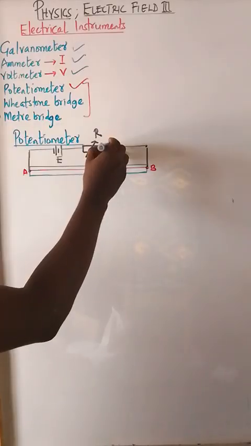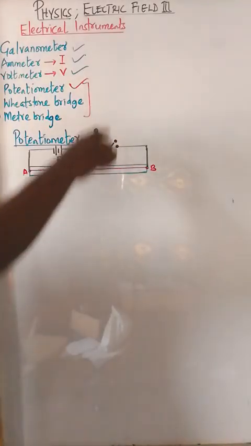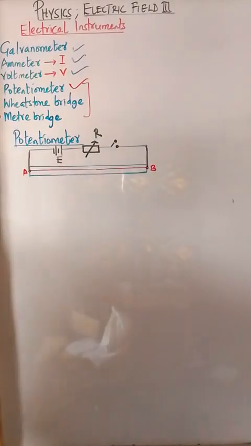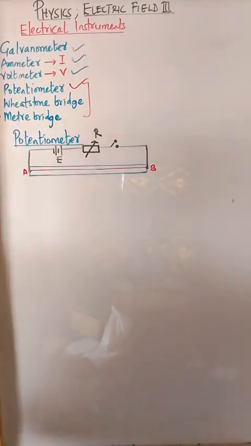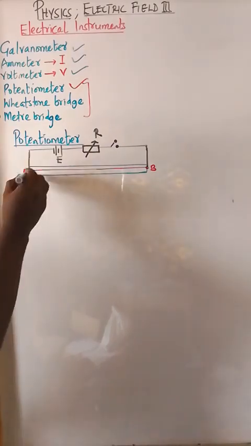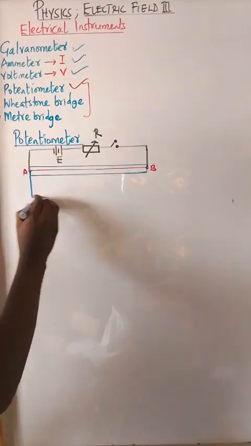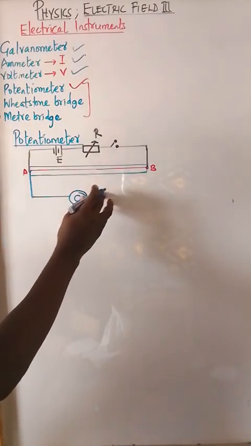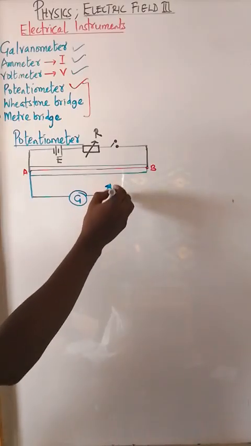Then we can also have a key here, so that when no reading is taken, we can open it. So you can either close or open the circuit. Then lastly, we have a galvanometer, a center zero galvanometer. From this, we can fix the galvanometer. Let's represent the galvanometer. This galvanometer has a pointer here, or we call it a jockey.